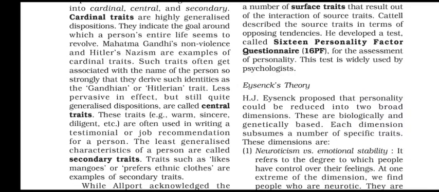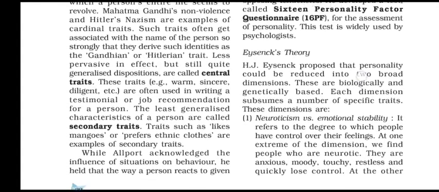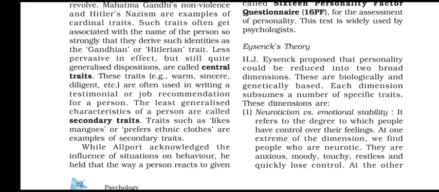Such traits often get associated with the name of the person so strongly that they derive such identities as the Gandhian or Hitlerian trait. Less pervasive in effect, but still quite generalized dispositions are called central traits. These traits are often used in writing a testimonial or job recommendation for a person. The least generalized characteristics of a person are called secondary traits. Traits such as likes mangoes or prefers ethnic clothes are examples of secondary traits.